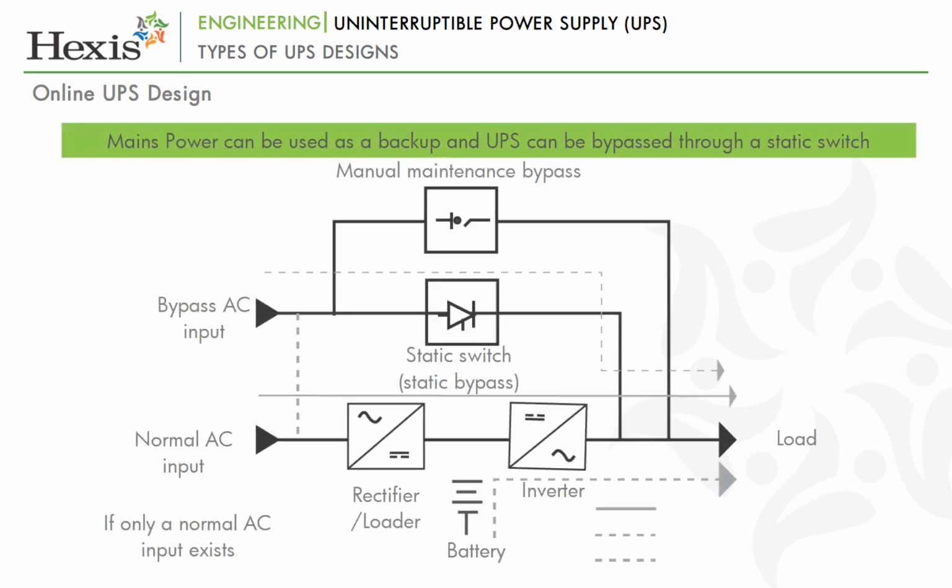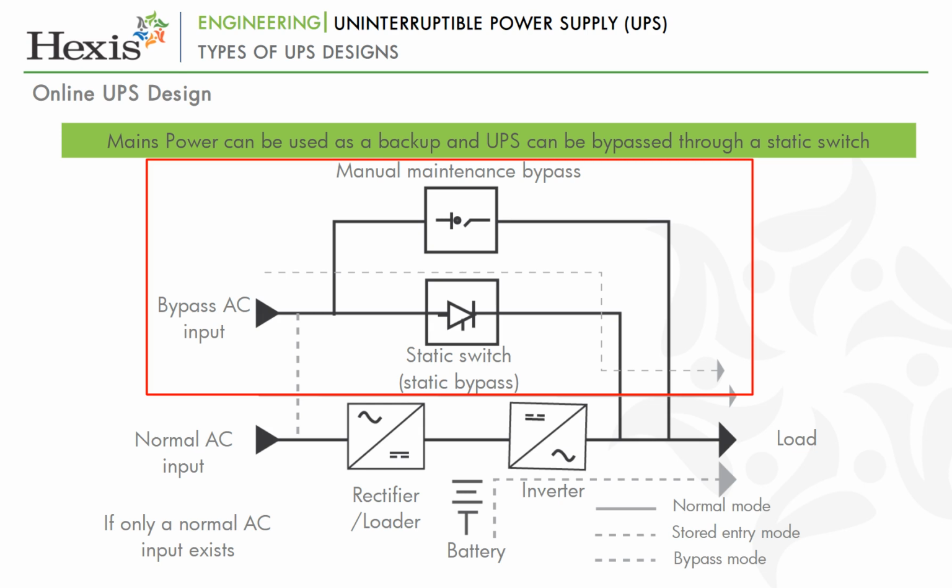The raw power or mains power can be used as a backup in the event of UPS failure, and the UPS can be bypassed through a static switch to provide supply to the equipment if required.